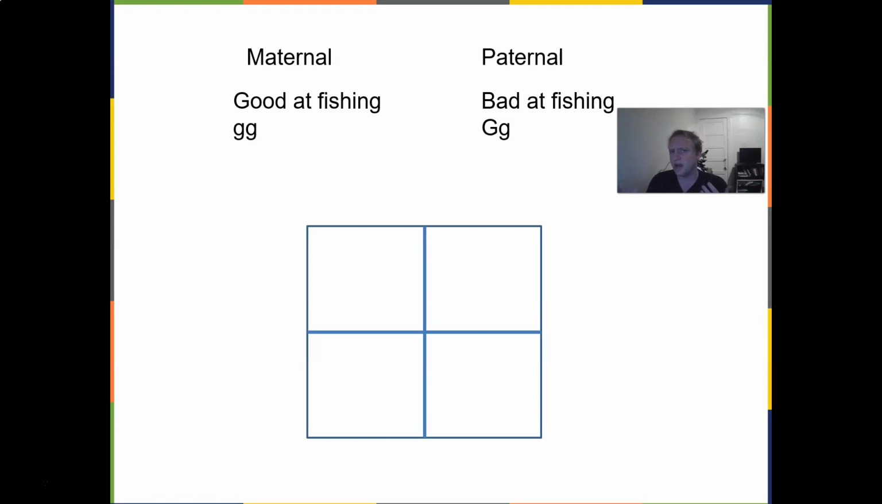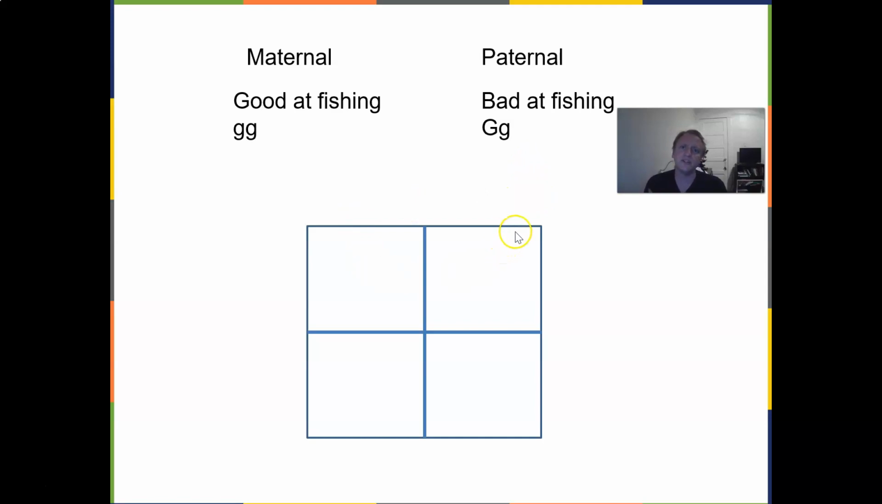Being bad at fishing is dominant. So in this case, is my dad good at fishing or is my dad bad at fishing? Well, he's bad at fishing because he has this dominant bad at fishing allele. The alleles that my dad has available to him to pass on to me are a good at fishing gene and a bad at fishing gene. So let's see how that actually works using this thing called a Punnett square.